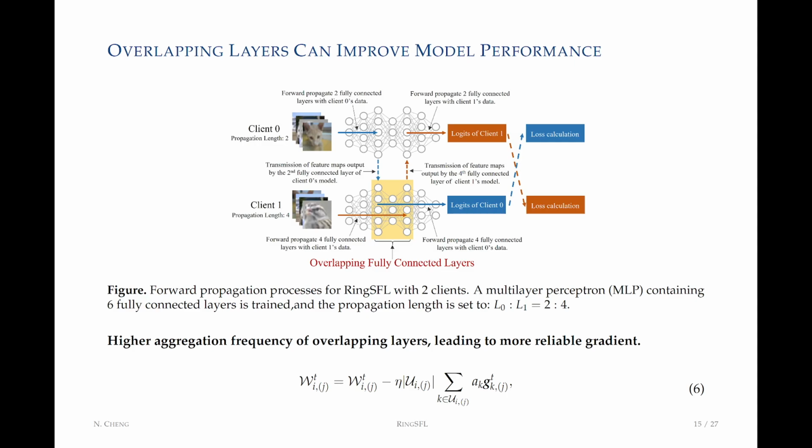The gradients of these two layers have a high aggregation frequency, which also means that the gradients of these two layers are more reliable. Therefore, we set the learning rate of the model by layer, so that the overlapping layers have a larger learning rate, which allows them to have a larger step size on the reliable gradients, thus driving the model to the global optimum. The final experimental results also show that such a setting can effectively improve the performance of the global model.